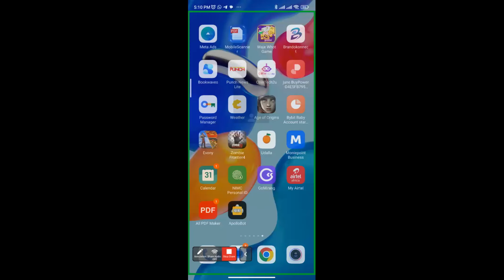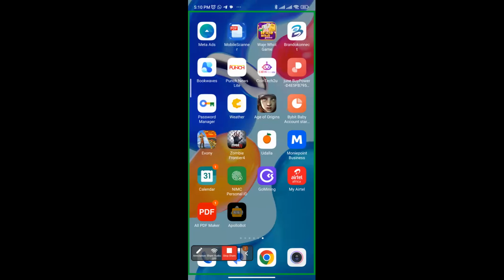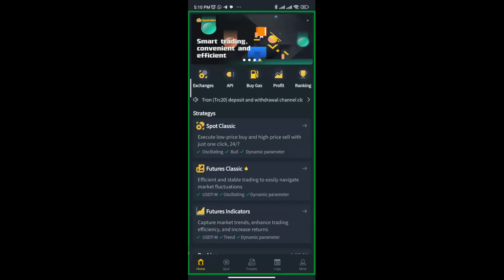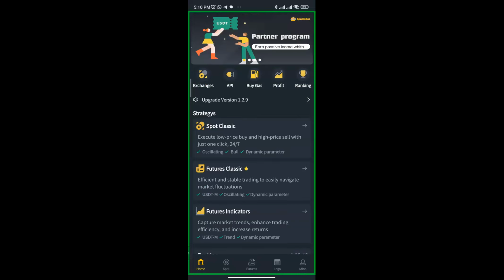I share my screen one more time. So we're going to be looking at 2 or 3 methods to trade our spots. Number 1 method, if you have good capital, all you need to do is come on spots and tap on spots classic.